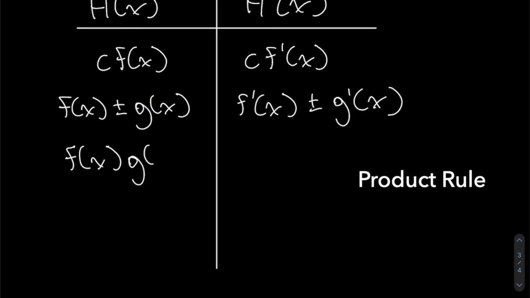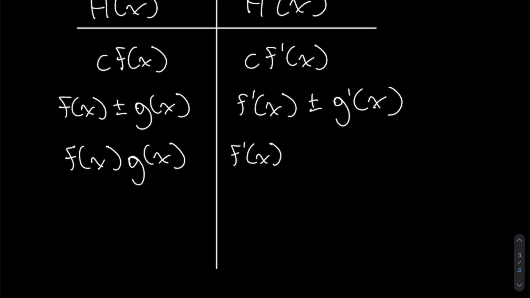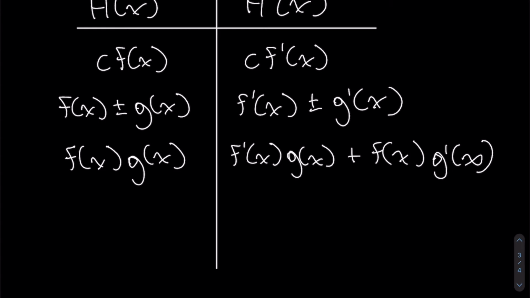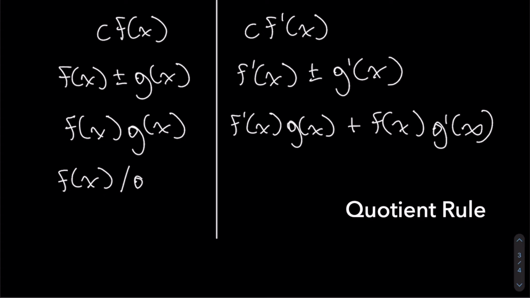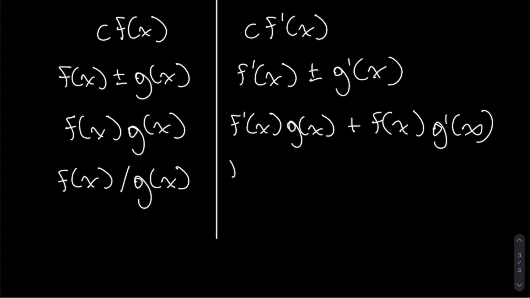Here we have the product rule, where if we have two functions being multiplied together, you take the derivative of the first function times the second function, plus the first function times the derivative of the second function. The next rule is the quotient rule, where if you have a function divided by another function, then the derivative is the derivative of the first times the second minus the first times derivative of the second divided by the second function squared.